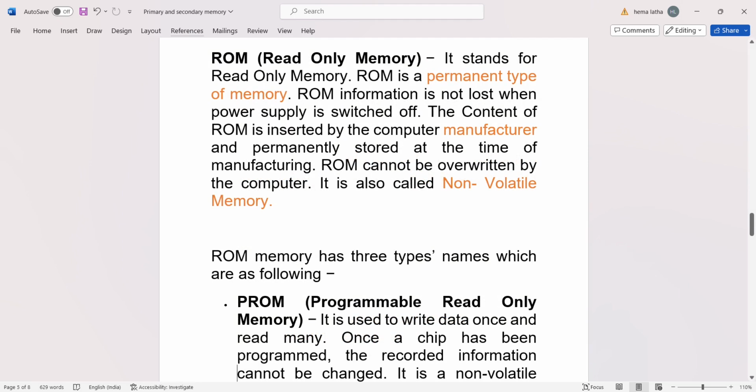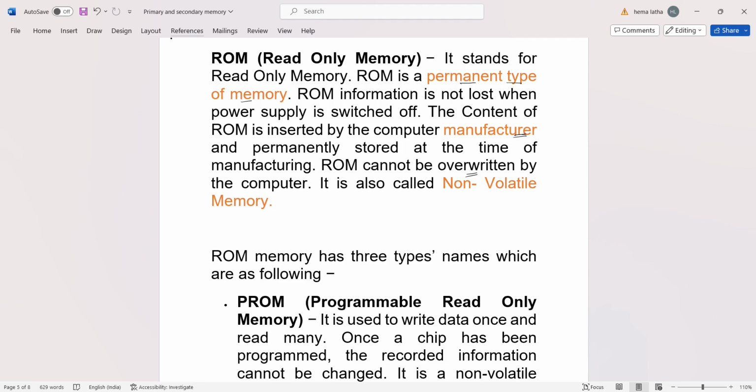Next we are going to discuss ROM, read only memory. It is a permanent type of memory. First, RAM is the temporary memory I said, but ROM is the permanent memory. Though the power is switched off also, the information will not be lost. It will be stored in the computer memory. The content of the ROM is inserted during the manufacturing only. During manufacturing only, it is kept inside the computer. It acts as the permanent memory. It stores all the data, right? And it cannot be overwritten. That is very important.